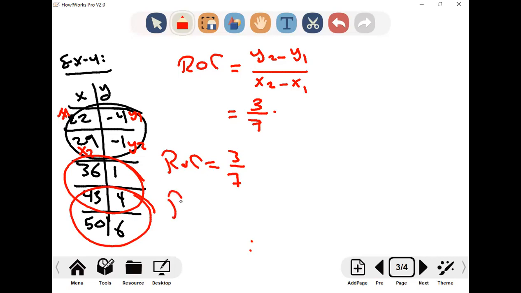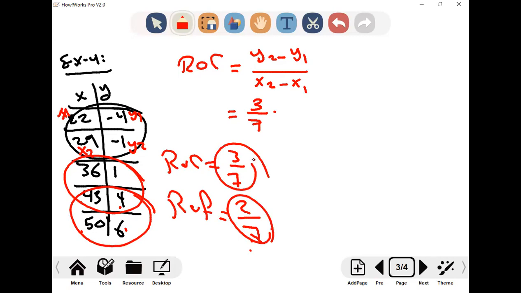Assume this one. Okay? Rate of change, x1, y1, x2, y2. 6 minus 4, 2 over 50 minus 43, 7. Now here we have 3 over 7. Here we have what? 2 over 7. In this case, what do we say for this table? Non-linear.